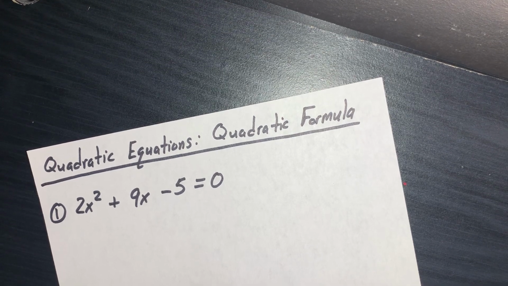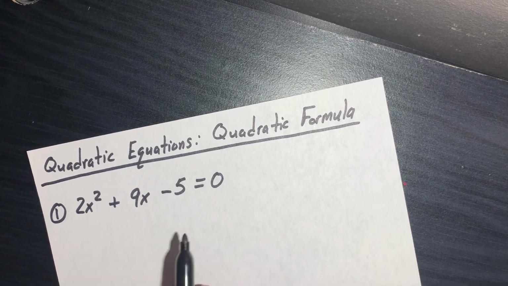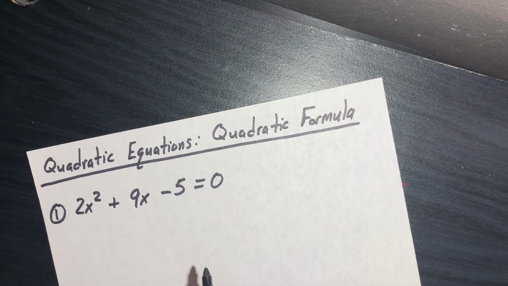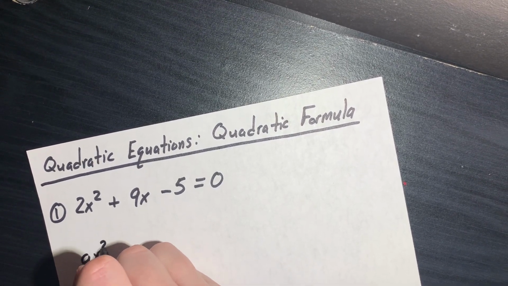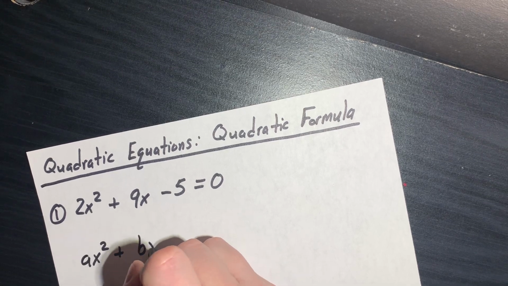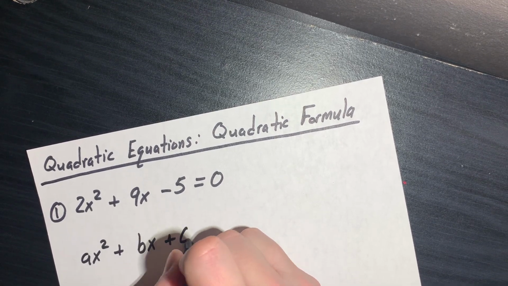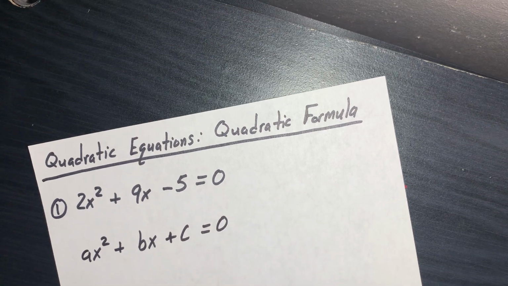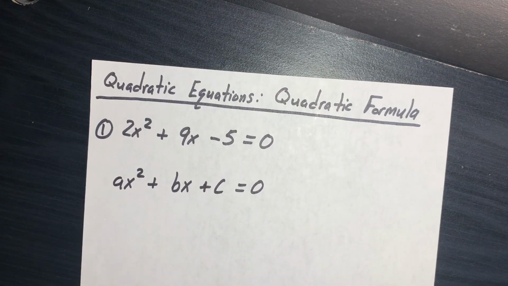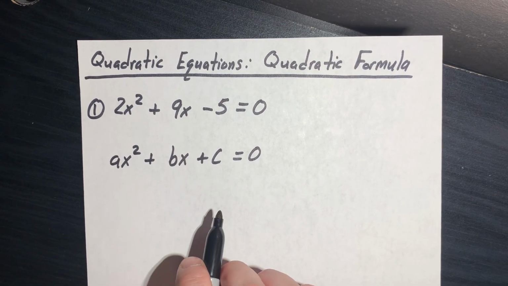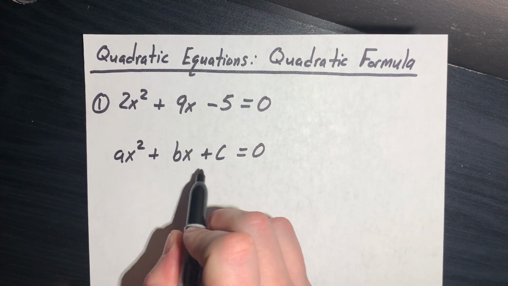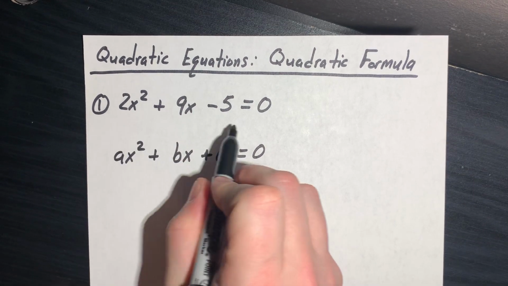One rule that you need to remember when you're solving by use of the quadratic formula is whatever equation they give you, we always want to set it equal to 0. The reason is because we want it in the form ax squared plus bx plus c equals 0. Basically, we want it in this form because when we use our formula, our values are going to come from the coefficients of each term.